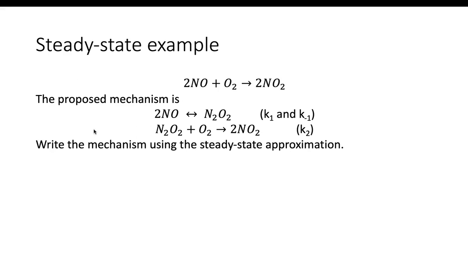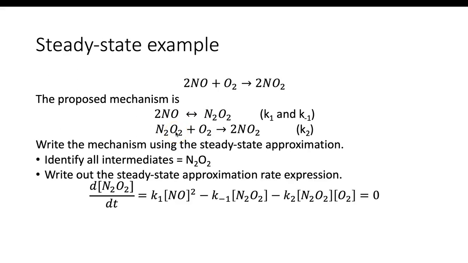So the process is, let's identify any intermediates in our reaction. NO is a reactant, O2 is a reactant, NO2 is a product. The only thing that doesn't show up in our stoichiometry is the N2O2. We're creating it and destroying it, so that's an intermediate in the process. And then we want to write out a steady state approximation rate expression for all of our intermediates. In this case, we only have one.